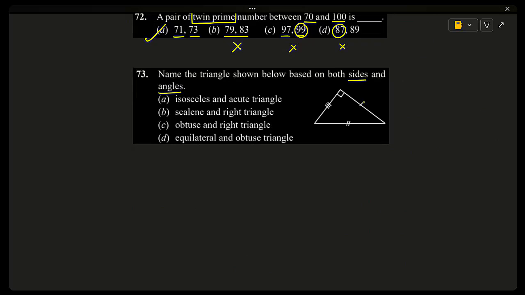Considering sides, this one strike, two strikes, three strikes tell you that they have different lengths. Different lengths, definitely it is a scalene triangle. So based on sides, it is a scalene triangle, and based on angles, you can see the right angle symbol here. It is scalene and it is right. So which option is correct? Option B is correct. Scalene and right triangle.